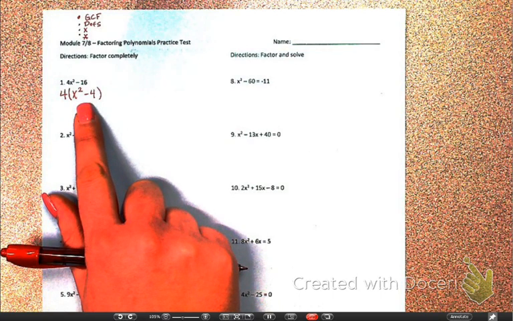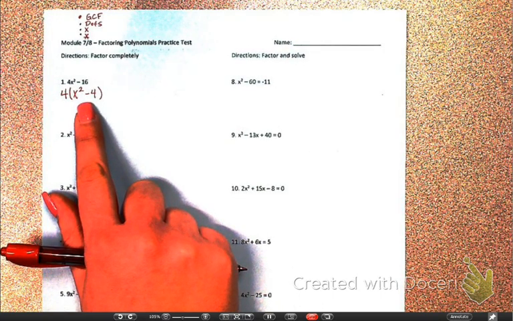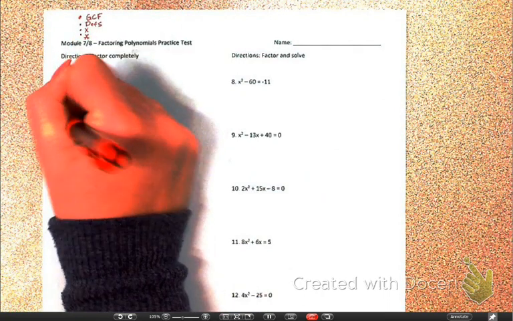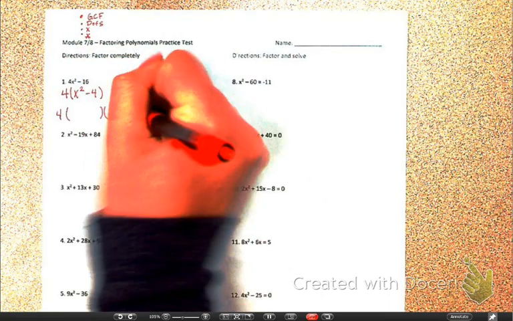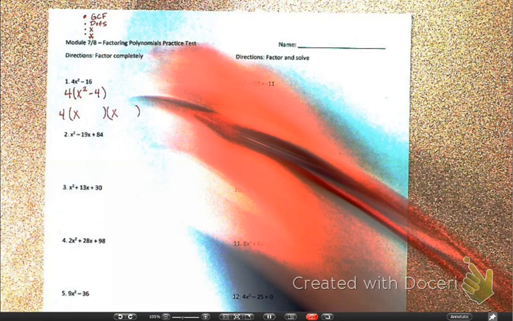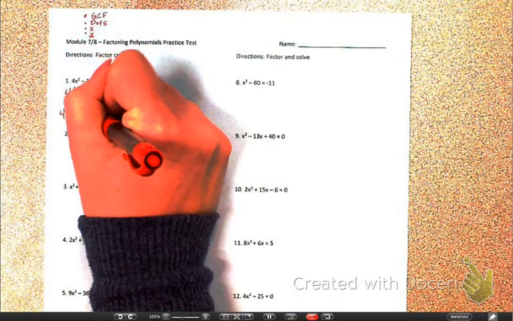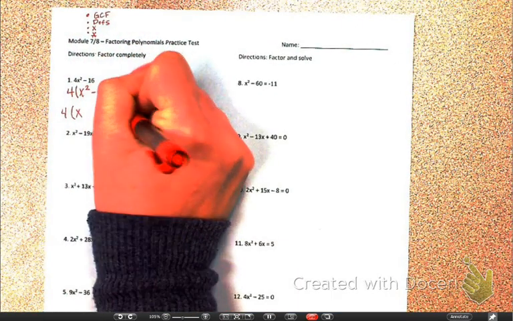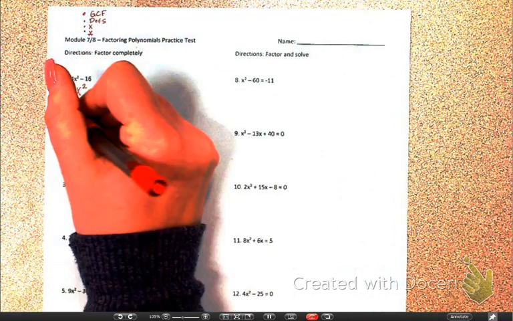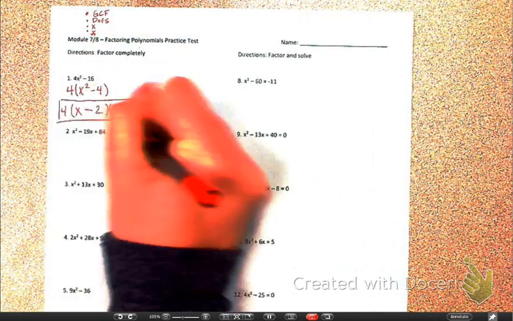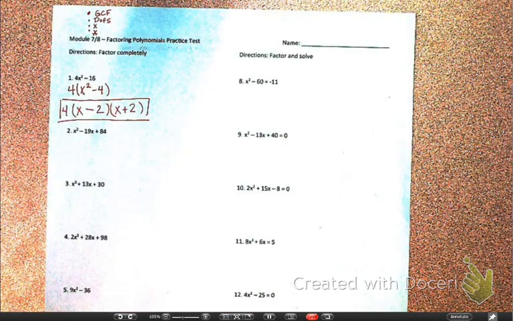Difference of squares. There's two terms, there's a subtraction sign, and both are perfect squares. What is the square root of x squared? X. What is the square root of 4? 2. One's plus, one's minus. So your final answer should be 4 times x minus 2 times x plus 2. If the parentheses are switched, that's fine. But you have to be able to recognize those.